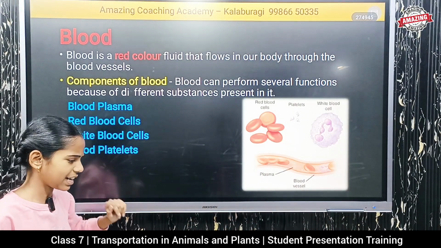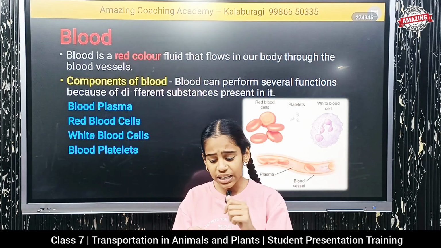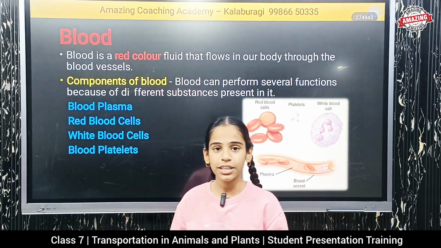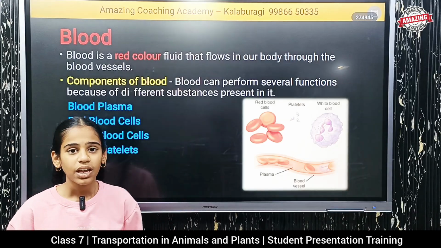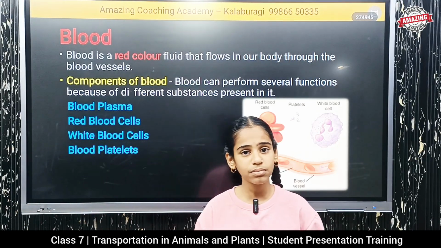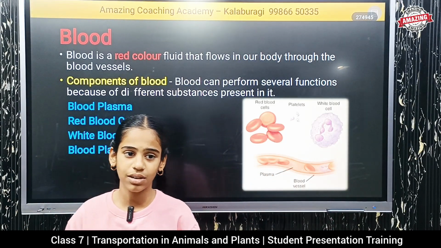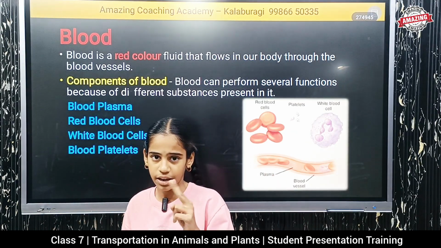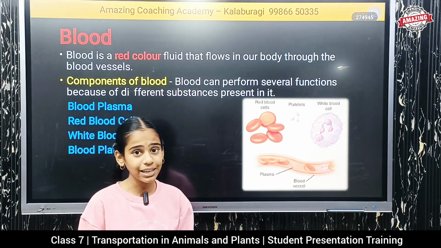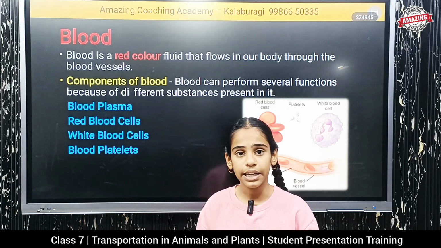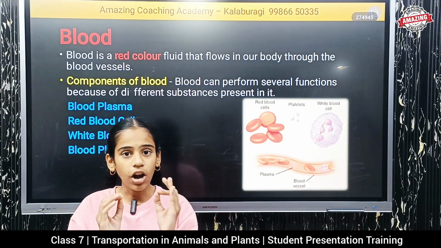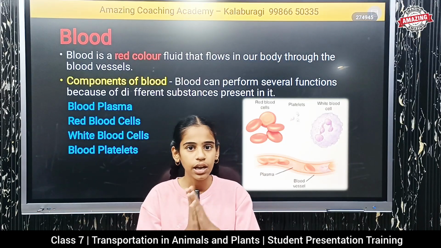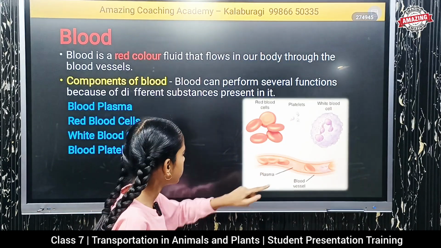Next is blood platelets. When you get hurt or cut on your skin, your skin gets bleeding. After some time, the bleeding stops. You notice that some red color layer is formed. That red color layer is known as clot. The clot is formed because of the special cell called platelets.